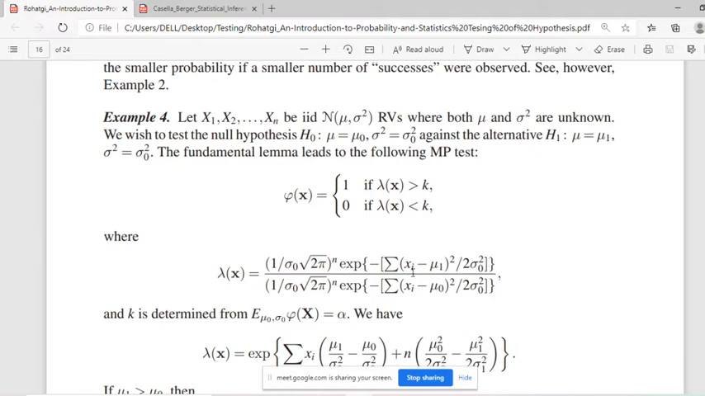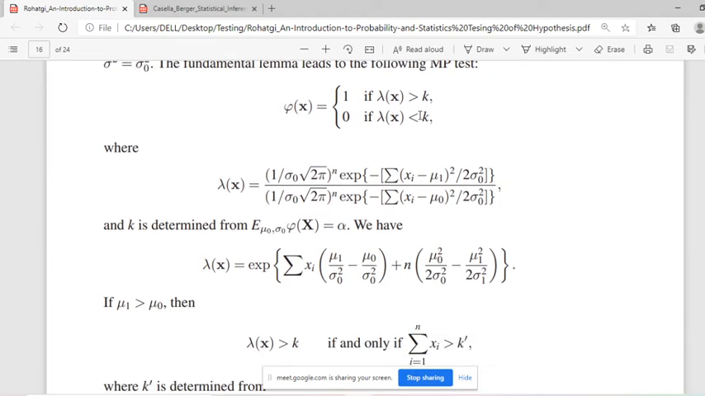So that is given here, and this is the function lambda x value substituted here, and so we have to find this. Here we have only one unknown constant, that is k. We have to determine k using this criterion. That is the criterion we are using in all problems. That means the expectation of phi of x equals alpha under the null hypothesis.